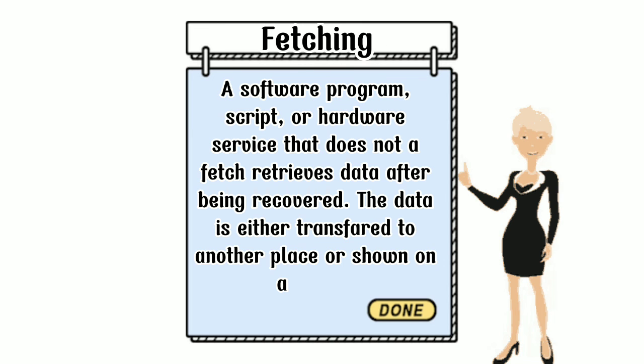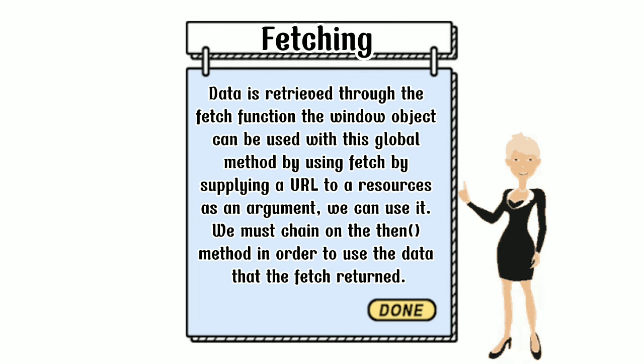A software program, script, or hardware service that does not fetch data. After being retrieved, the data is either transferred to another place or shown on a screen. Data is retrieved through the fetch function. The window object can be used with this global method by calling fetch and supplying a URL to a resource as an argument. We can use it. We must chain on the then method in order to use the data that fetch returned.